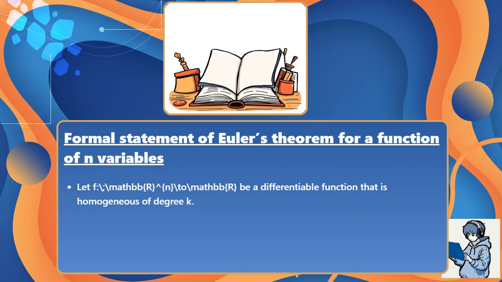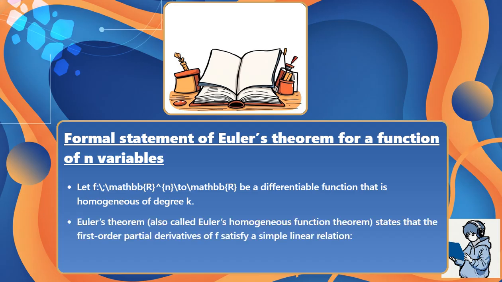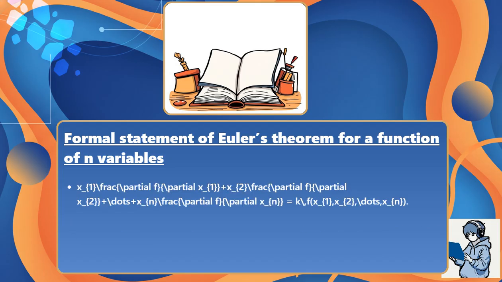Let f: R^n to R be a differentiable function that is homogeneous of degree k. Euler's theorem, also called Euler's homogeneous function theorem, states that the first-order partial derivatives of f satisfy a simple linear relation. x sub 1 partial f with respect to x sub 1 plus x sub 2 partial f with respect to x sub 2 plus ... plus x sub n partial f with respect to x sub n equals k f of x sub 1, x sub 2, ..., x sub n.